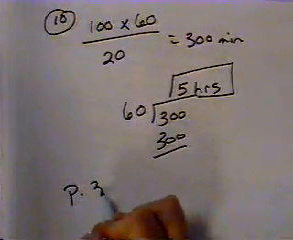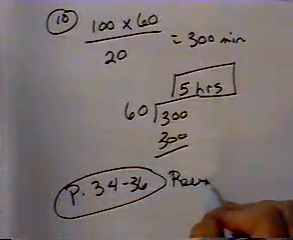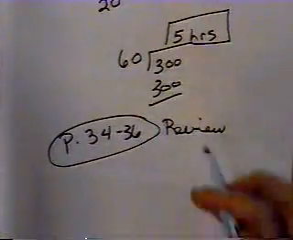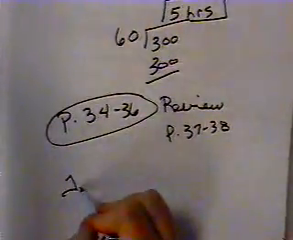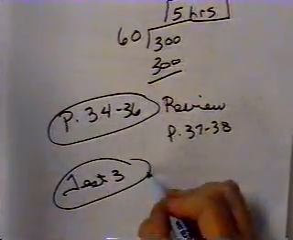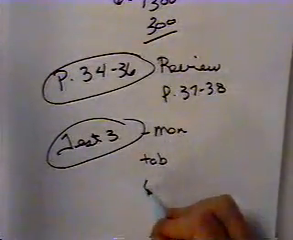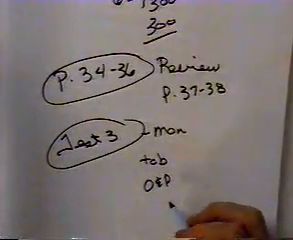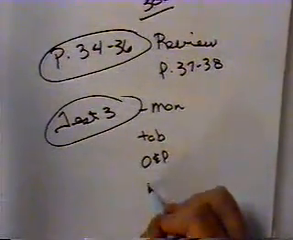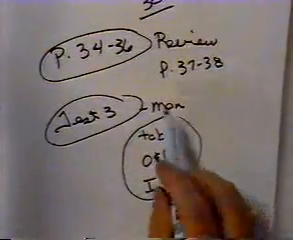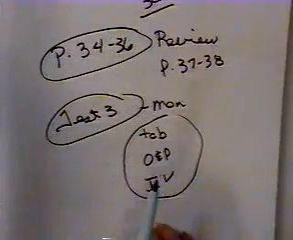So tonight you want to do 34 through 36, but also look at the review. There's a review, page 37 through 38. Test 3 is Monday. It will be over tablets, oral and parenteral, and the IVs that we've done tonight. Make sure you do some work on here. If you haven't done all of these problems, do all of these problems.